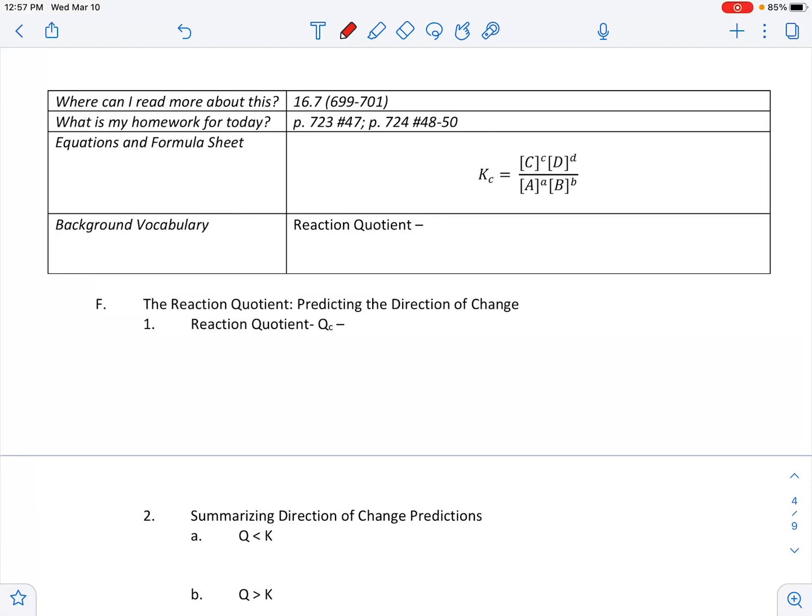Hey students, welcome back. Today we are going to talk about reaction quotient, all right? So, jumping right in, we've been talking about equilibrium, and now we're going to talk about reaction quotient.